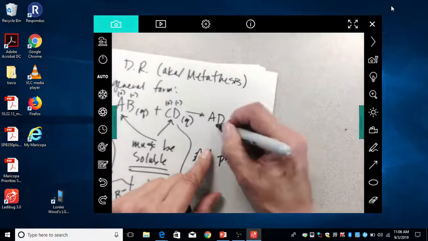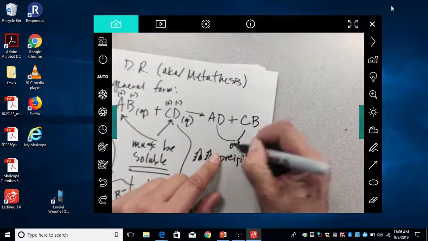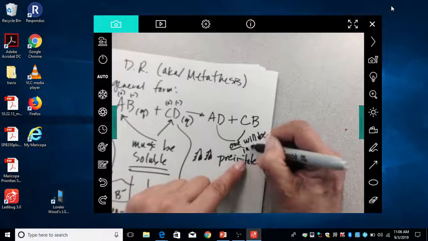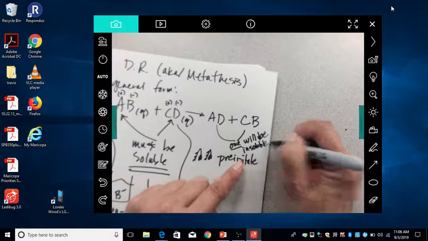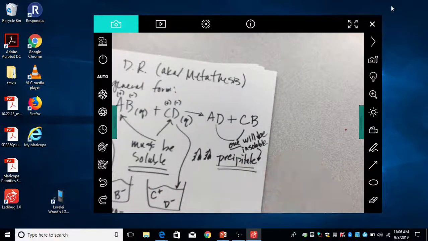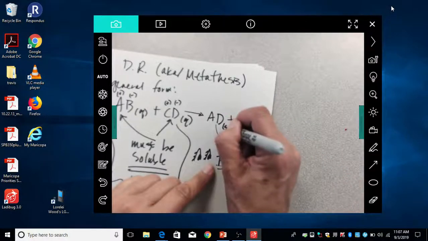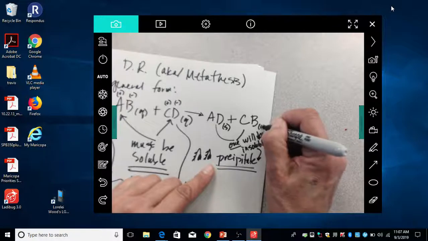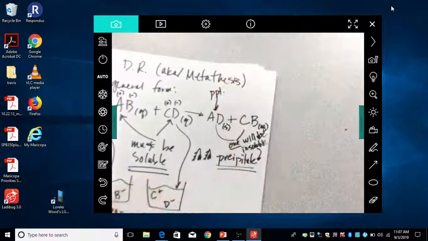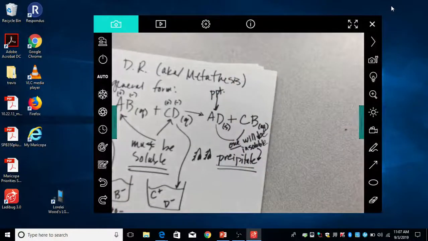Now one of these will be insoluble. And that's the thing that is the precipitate. The thing that is insoluble is the thing that formed the precipitate. So one will have an S and the other will have an AQ because that's the precipitate. Chemists abbreviate precipitate PPT, so that's the thing that is the precipitate.